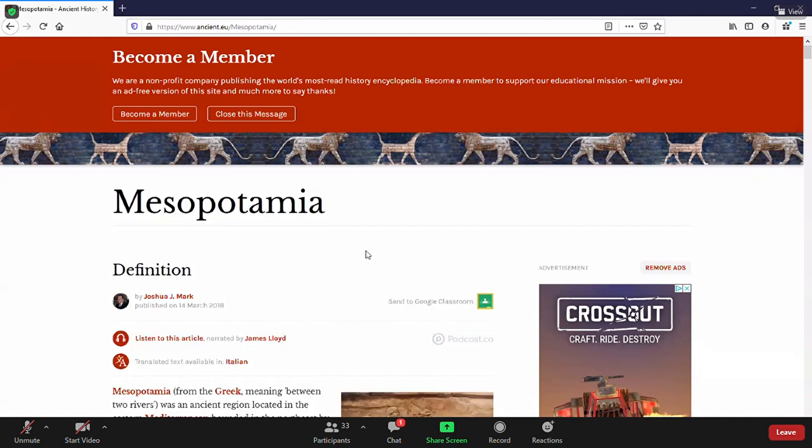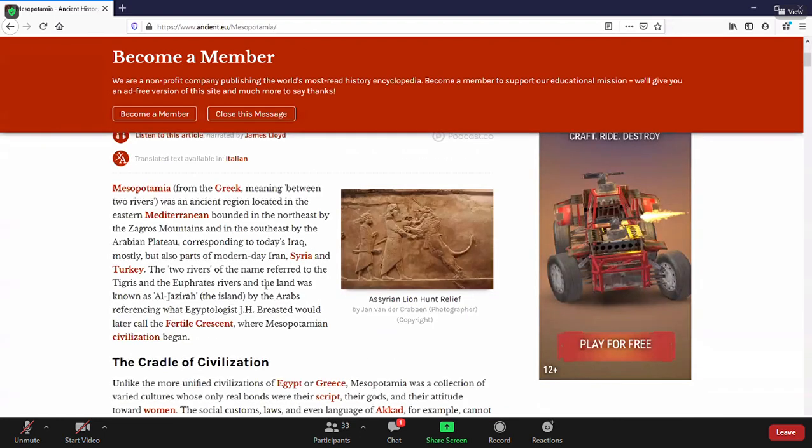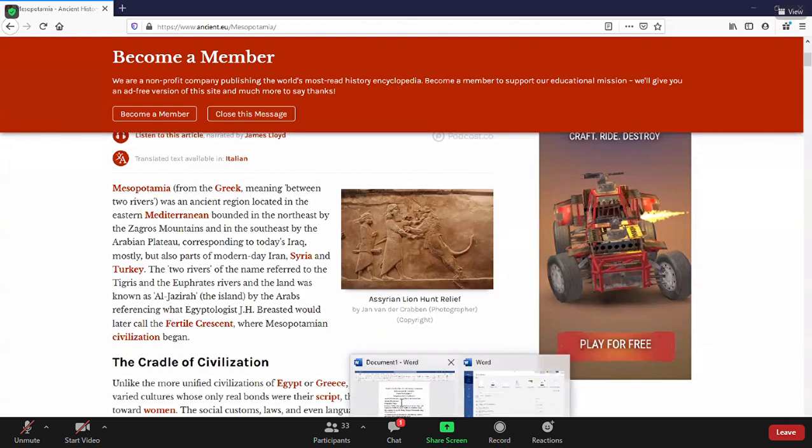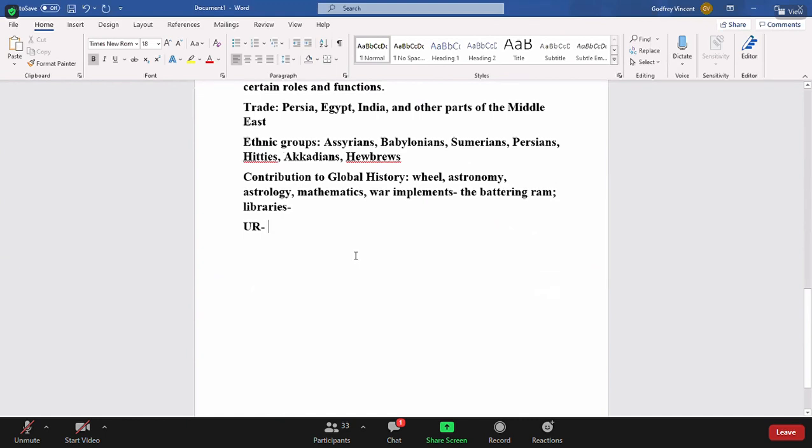Because in this chapter here, what are some of the terms coming out from Mesopotamia? What are some of the terms from the book? Some of the terms in the book will be polytheism. That's one. Another term, cuneiform. Another term, epic poem.